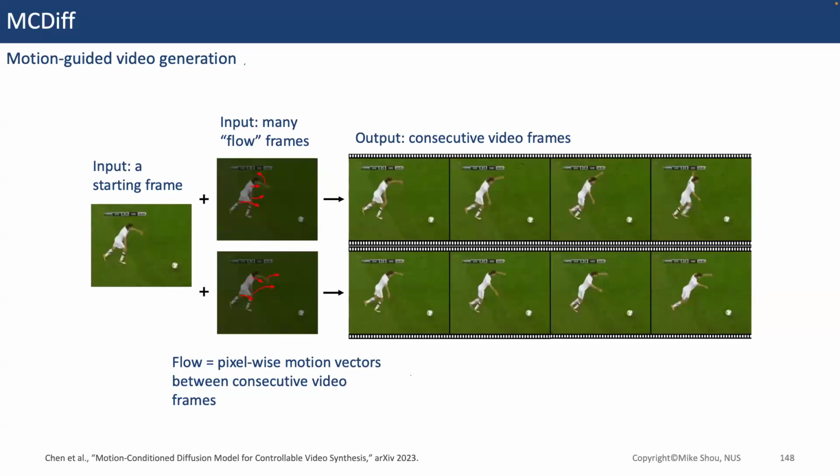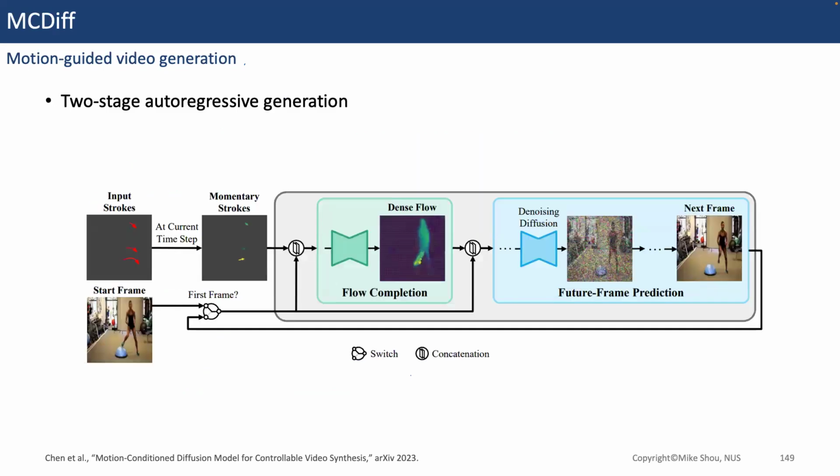The input is very sparse, simply indicating the direction of specific points. And if the conditions are different, the generated video will of course be different. To achieve this, the MCD employs a two-stage generation process. Given the input directions, for example, sparse strokes, the model first completes the flow by computing the optical flow. Since the input strokes are quite sparse, this step involves creating a more detailed flow image. And the second part is the diffusion model.